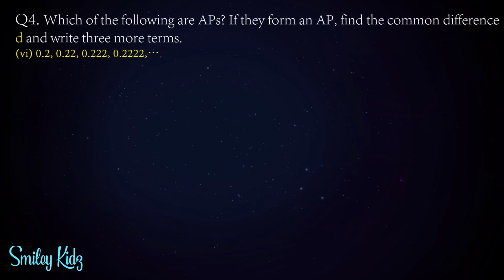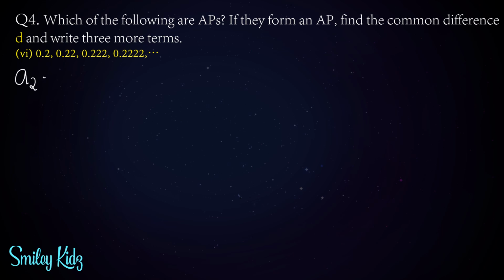Moving ahead, we have 0.2, 0.22, 0.222, 0.2222 and so on. Now let's find whether it's an AP or not.